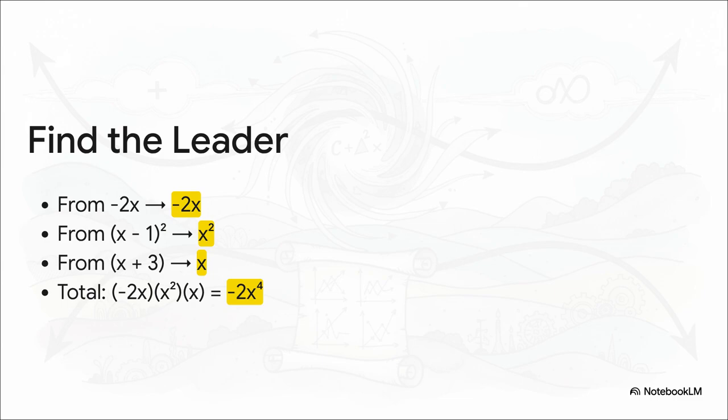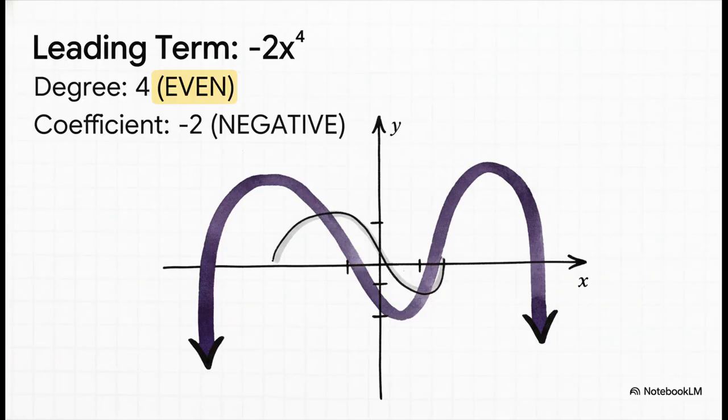That's our leading term. And just like that, without all that messy algebra, we found our leading term, negative 2x to the fourth. So let's analyze it. The degree, 4, is even. The coefficient, -2, is negative. Even and negative. We know exactly what that means. Both arms of the graph point down on the left and down on the right.